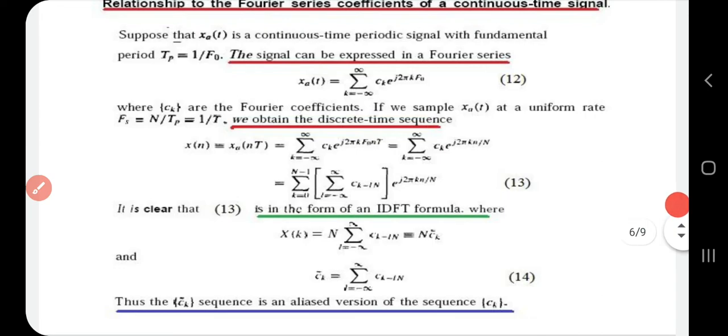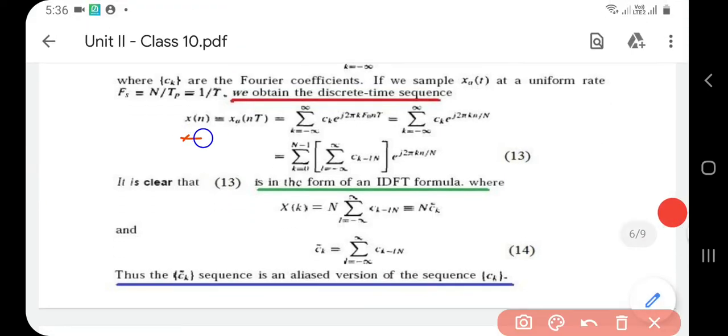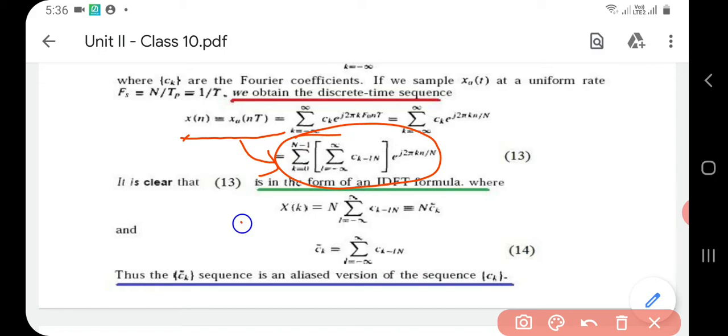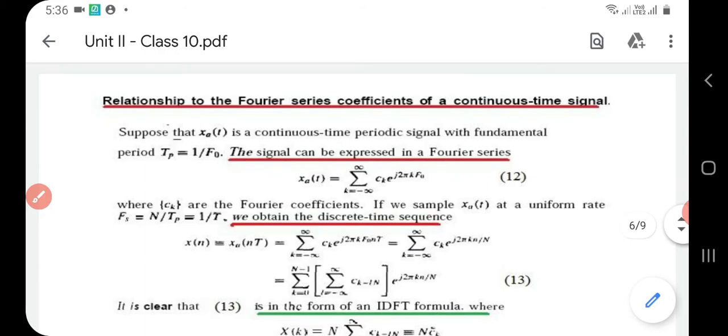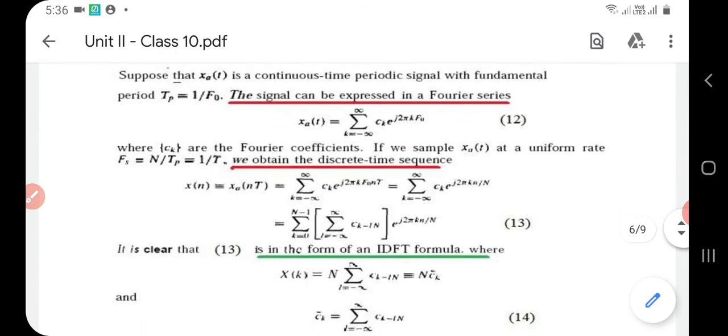So after writing this particular part, that is x of n, you can directly write this equation, and we can say that this is of the form of an inverse DFT. You just write this expression and what the c_k, the Fourier coefficient, is, and that is enough. So this is a relationship between the Fourier series coefficient of a continuous time signal and the DFT.